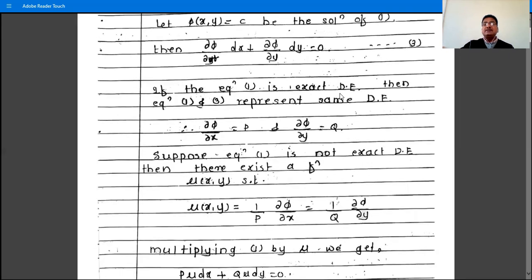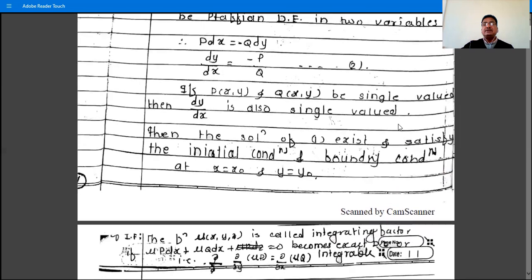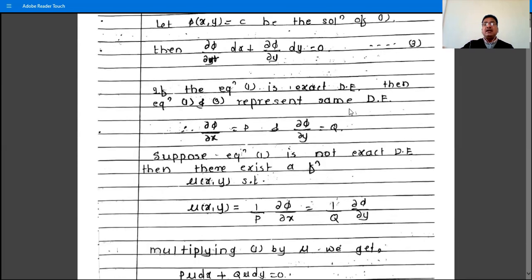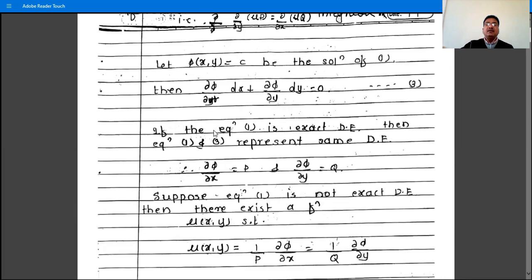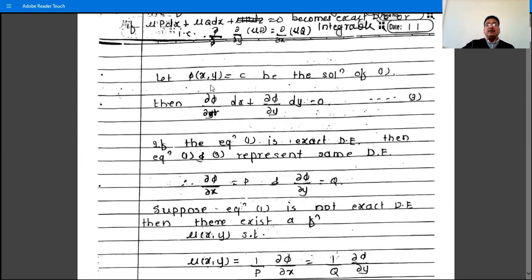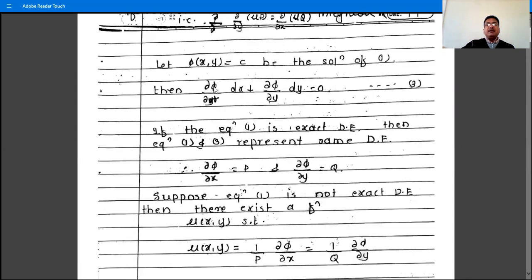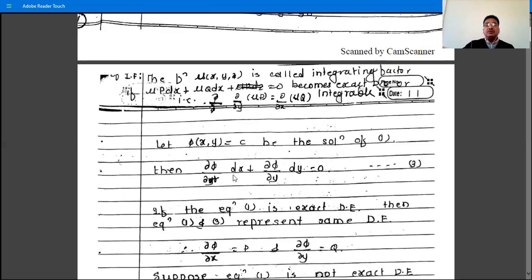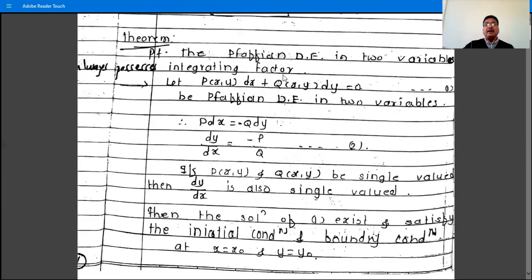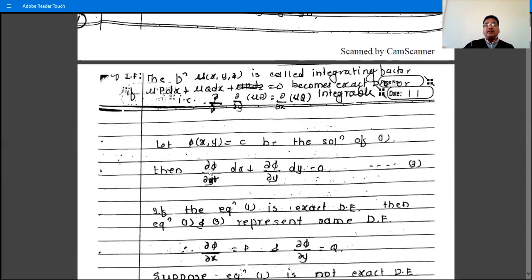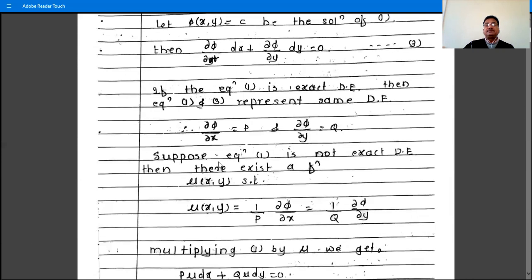Suppose equation 1 is an exact differential equation, then equations 1 and 3 represent the same differential equation. If we have the solution and the integrating factor is 1, then we have del phi by del x as P and del phi by del y as Q. That is, if the given equation is exact and we compare P dx plus Q dy equal to 0 with equation 3, then del phi by del x is P and del phi by del y is Q.